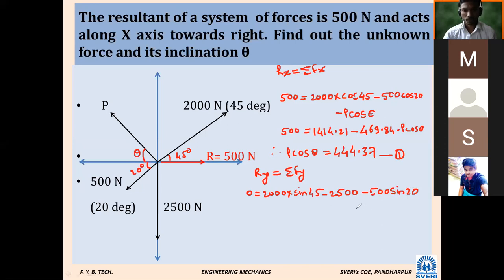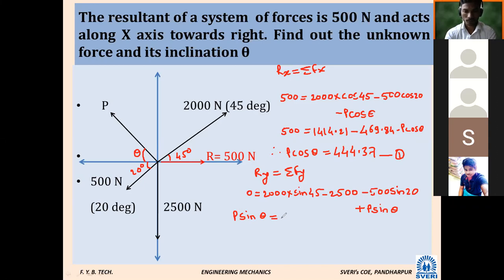P. So what will be its y component? Plus P sine theta. So directly we will find the equation in P sine theta. So directly now go for the calculation. Keep P sine theta as it is on one side, shift the remaining terms to the other side, and tell me what is the answer.